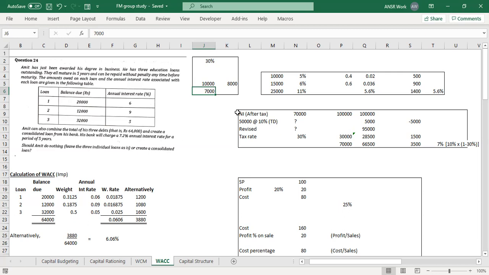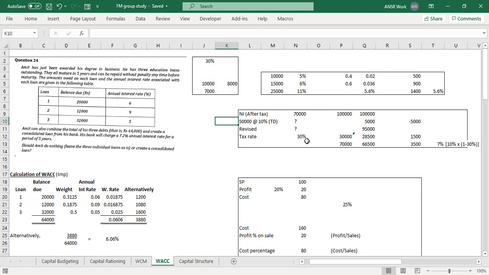So after tax will always be taken in these kinds of decision making questions. Financial management is all about decision making only, so that's where its relevance lies. Always take after tax, not the before-tax one. Okay. Any other doubts, guys?